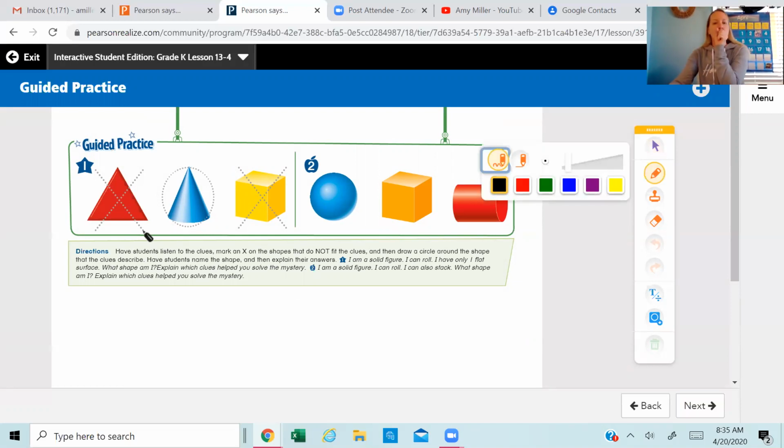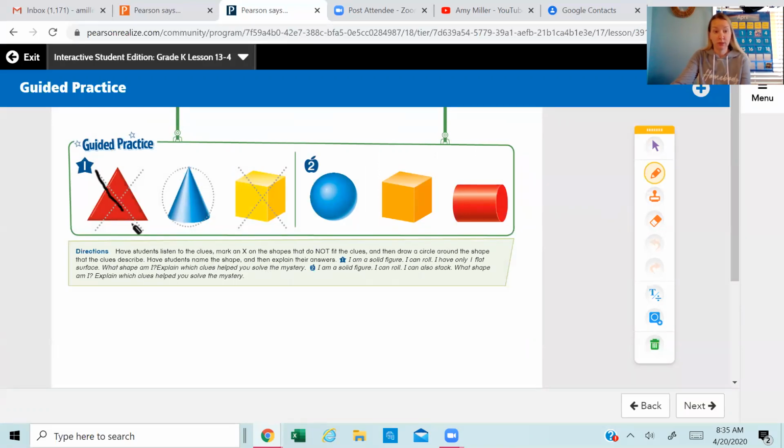If you look at your 3 shapes here, let's start with the triangle. Is a triangle a solid figure? Nope, it's not. So we can go ahead and cross that one off right away. Is the cone solid? Yes. Is the cube solid? Yes. All right. The second clue says I can roll. So we know it's not the triangle because the triangle is flat. Can a cone roll? Yes. Can a cube roll? No. So we can go ahead and cross off the cube too.